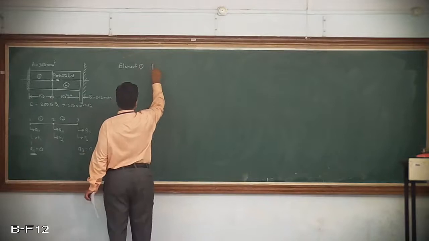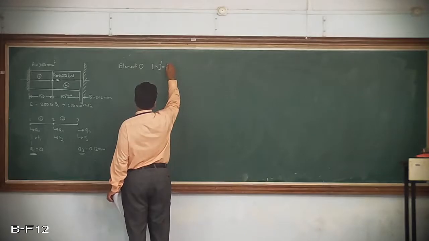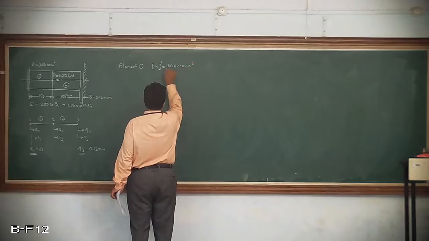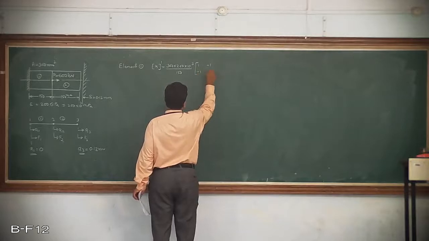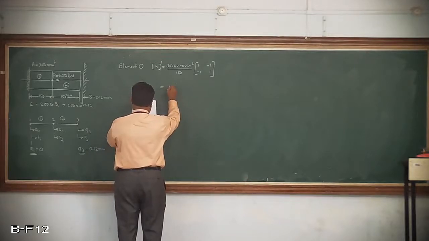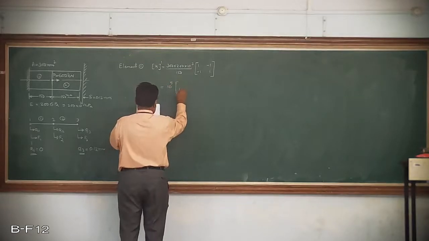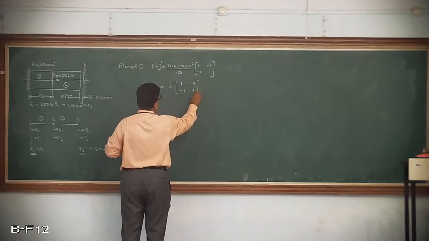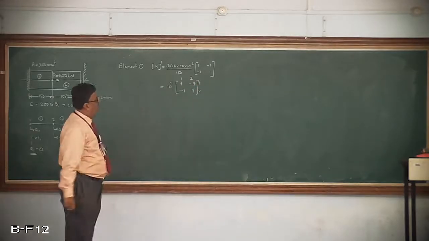I want to write the stiffness matrix K1, which is given by AE upon L, A being 300, this is 200 into 10 raised to 3 upon 150 into the bracket 1, minus 1, minus 1, 1. This comes out to be 10 raised to 5 times 4, minus 4, minus 4 and 4. If you look at the element connectivity, the node numbers are 1 and 2 for the first element. So this is to be written for the first element.